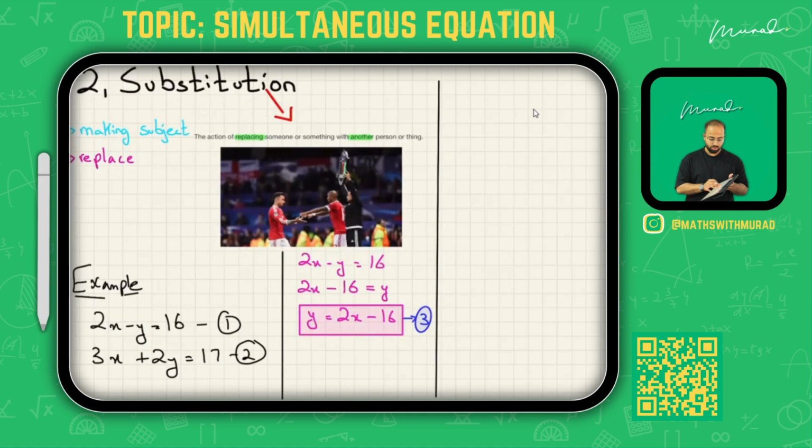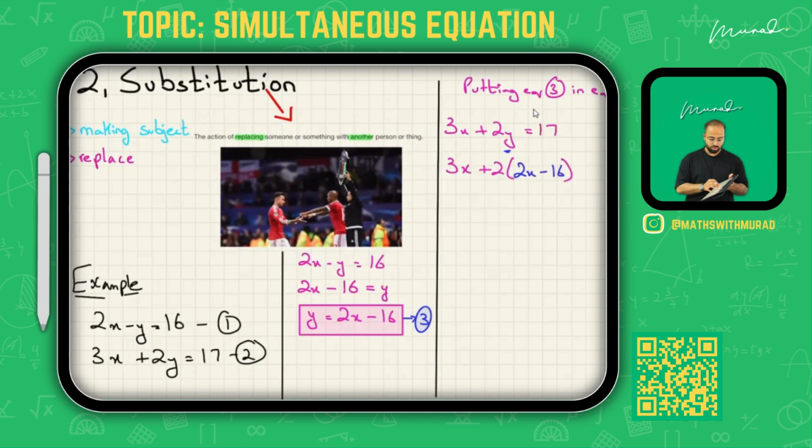Now what I need to do is put equation 3 in equation 2. I cannot put this in equation 1 because from equation 1 I have already made it. So I'll put this in equation number 2. I'm writing equation number 2, which was 3x plus 2y equals 17. And in place of y, I'm going to replace y with this thing, which is 2x minus 16.